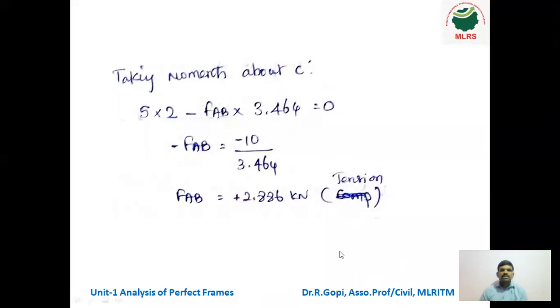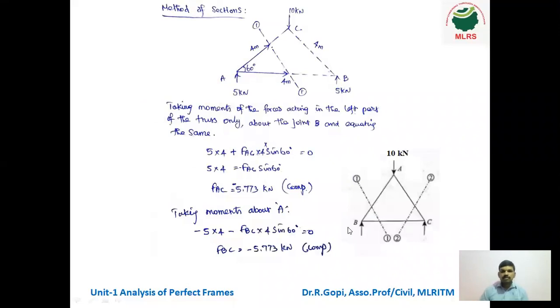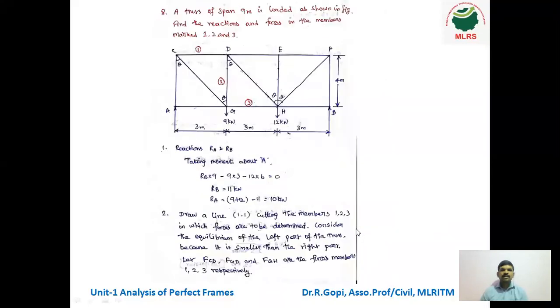So this is the fundamental basic problem in the method of sections. Next, let us move to another problem. The same problem we analyzed in the method of joints. So let us see the problem. A truss of span 9 meter is loaded as shown in the figure. Find the reactions and the forces in the members marked 1, 2, and 3.